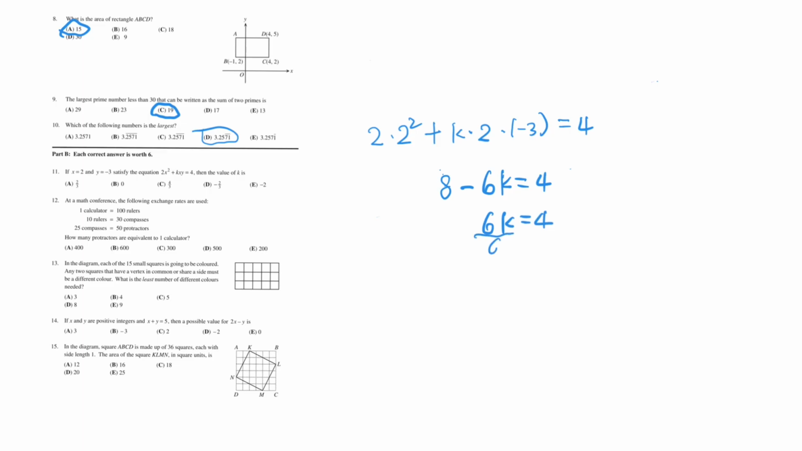Isolate k, divide both sides by 6. k equals 4 over 6. Cancel 2, that's 2 over 3. So the number 11 answer is A.